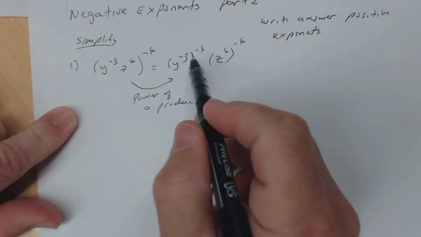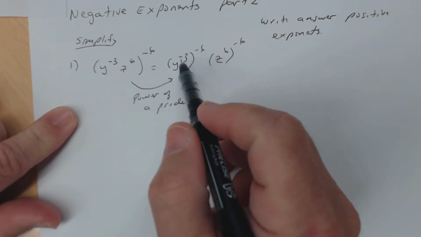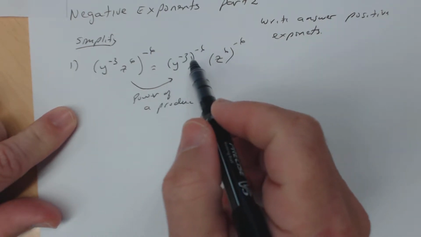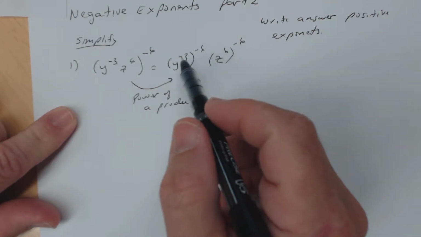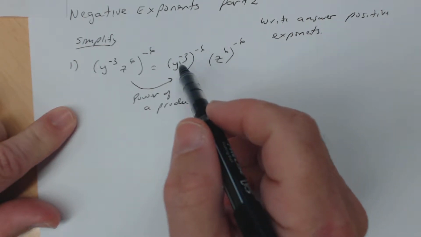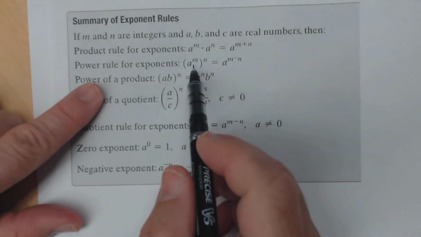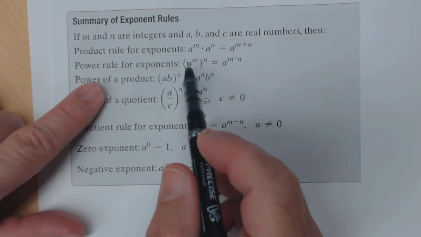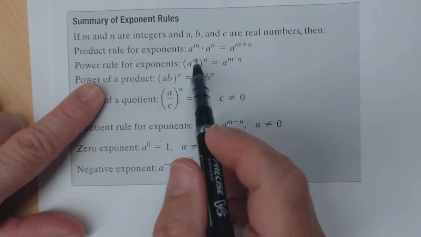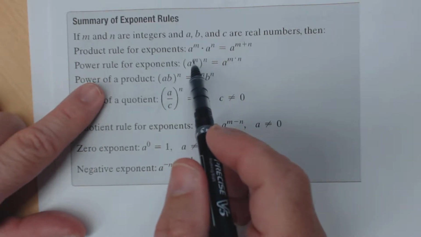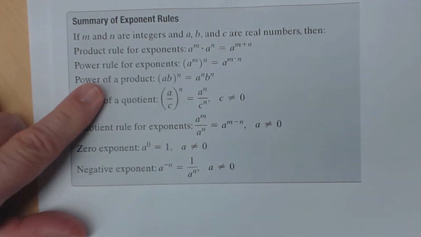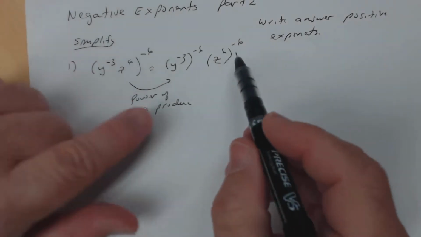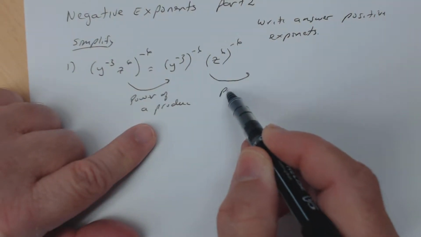Now what you have is y to the negative third, and that's raised to the negative 6 power. So you're going to use here the power rule. Remember, the power rule says that when you have a base raised to a power, all you need to do is just multiply the powers. So you just say m times n.